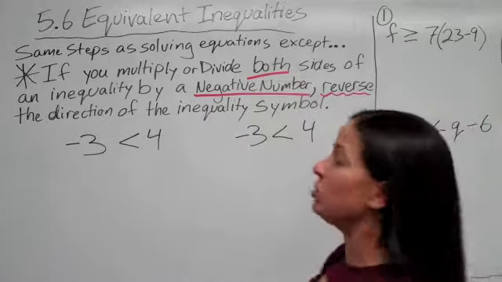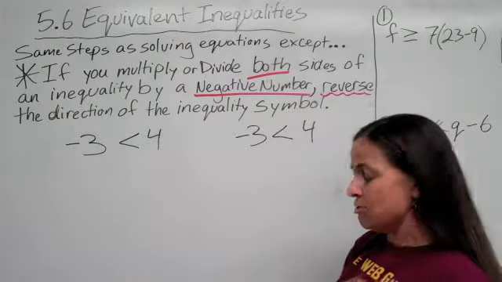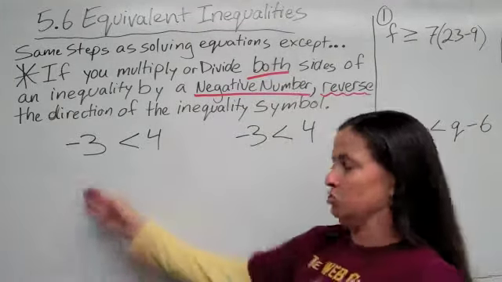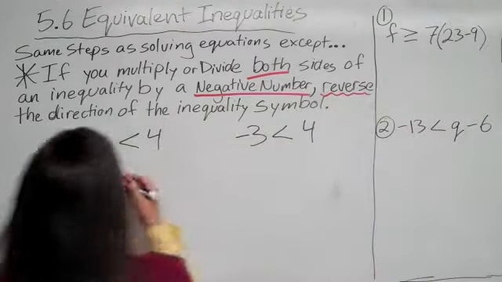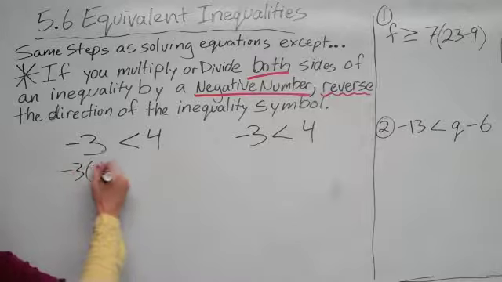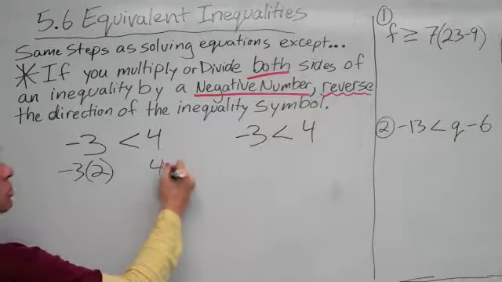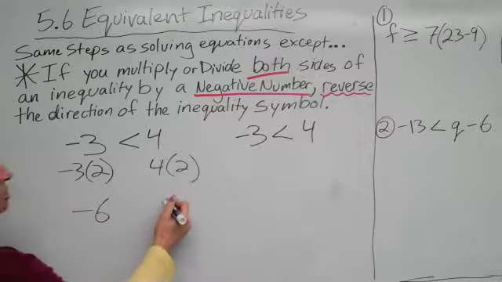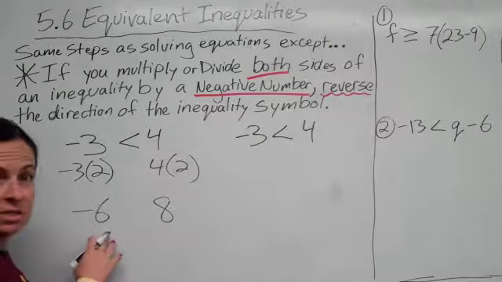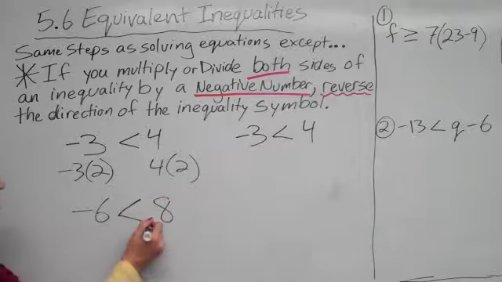So if our inequality is -3 is less than 4, for example, would you agree that -3 is less than 4? Good. So if I was to take -3 and multiply it by 2, and take 4 and multiply it by 2, I would now have -6 compared to 8. Is -6 still smaller than 8?